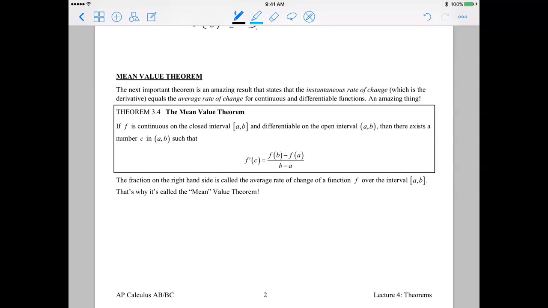Let's say that you went 150 miles in 2 hours. Okay, well what that means is that you basically averaged 75 miles per hour. What the mean value theorem says is that if you average 75 miles per hour over a trip, at some point, at some time on your trip, you had to be going exactly 75 miles per hour, at least once. And that's what the mean value theorem is basically saying.